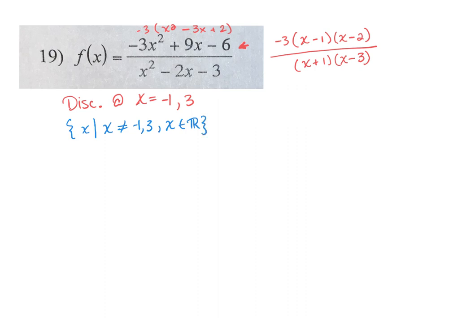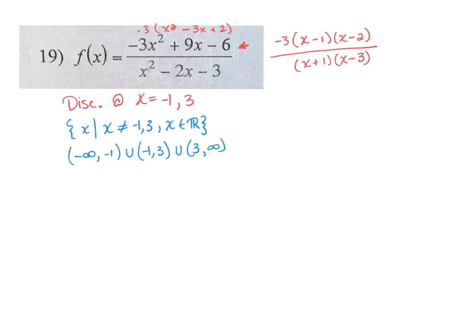So my domain is going to look like that. If you did interval notation, because it does ask for both, you're going to go from -infinity to -1. It doesn't include -1. From -1 to 3, does not include 3. And from 3 to infinity. All right, and so that's my domain. I'm basically just saying it can be anything except -1 and 3.